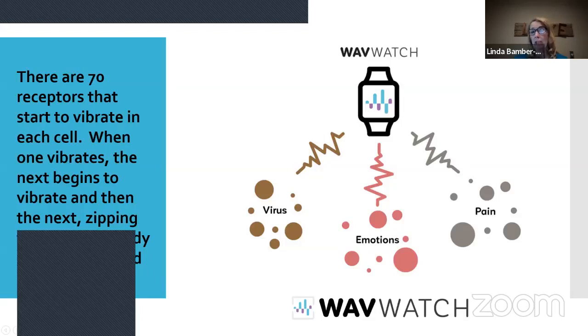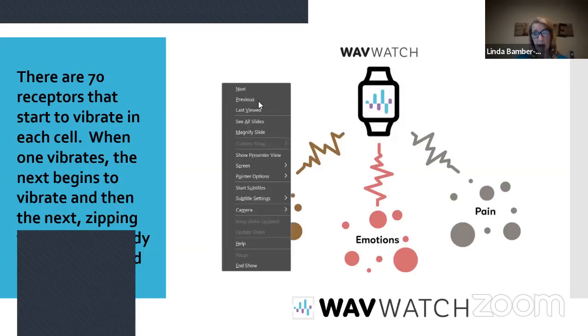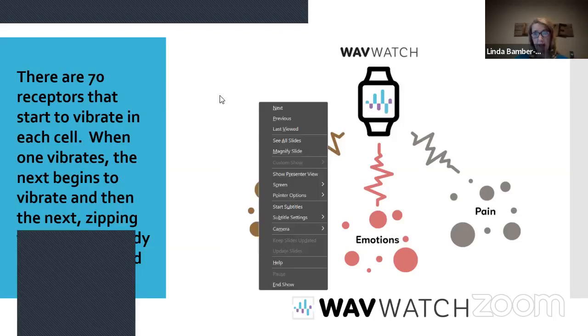And then one of the main things about the watch and how it works is that every cell has about 70 receptors, and they begin to vibrate when they feel a vibration or a frequency. And so when that one cell starts to vibrate, it touches the next cell, and that cell touches the next cell. And then it basically just zips through your body at 4.3 times the speed of sound. So frequencies go very fast. And I hope I'm not a broken record, but this is my favorite thing to say. This is why it's so important to know this information.